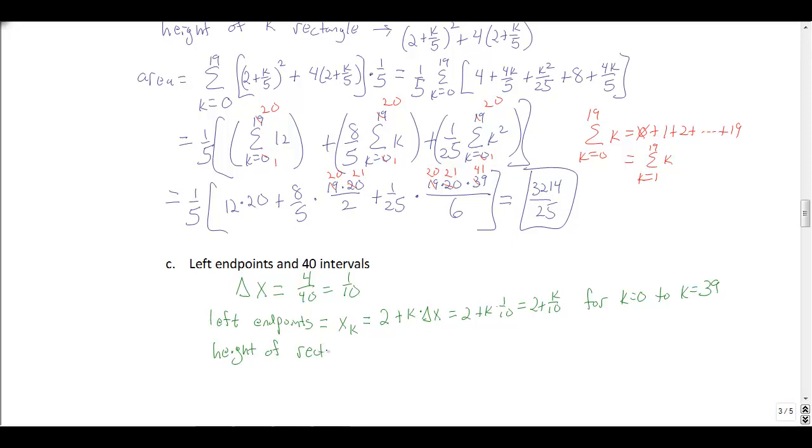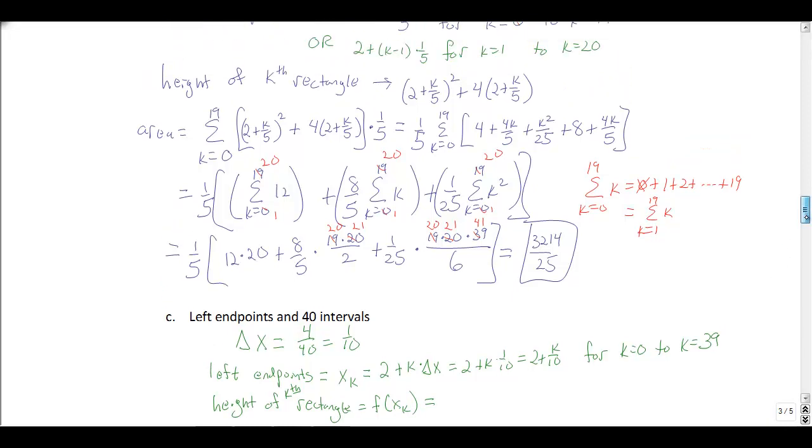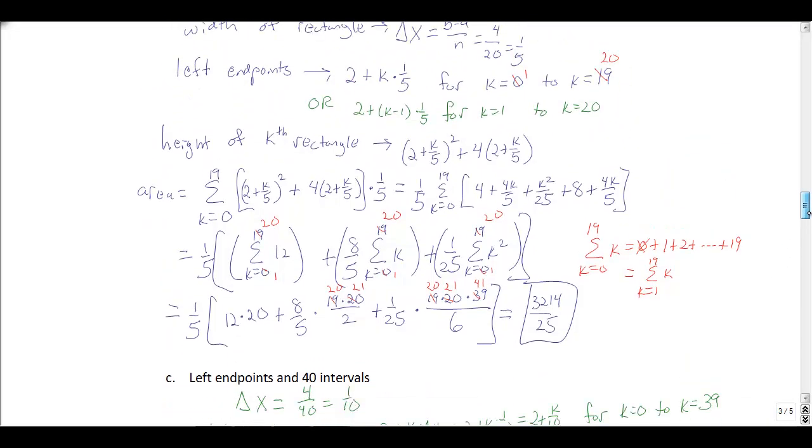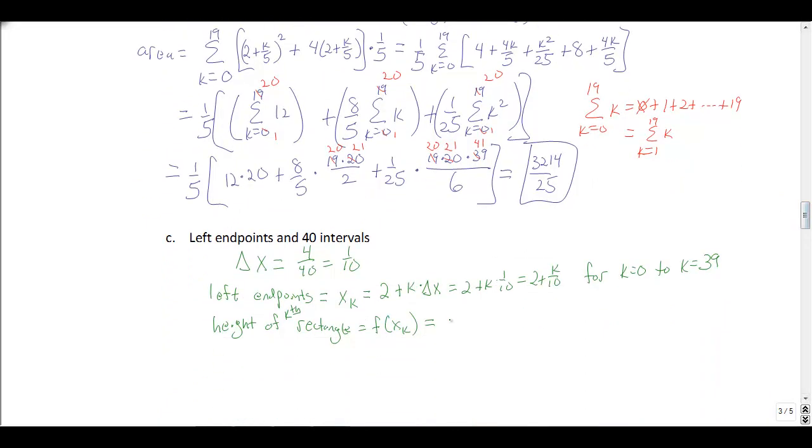So then the height of a rectangle, maybe the kth rectangle, that's f of xk, and that's going to be, let's see, I forget what the function was, but apparently it was x squared plus 4x. So this is going to be 2 plus k over 10 squared plus 4 times 2 plus k over 10 here.